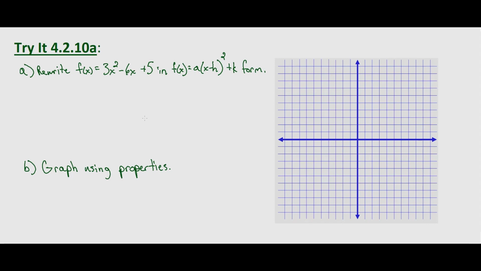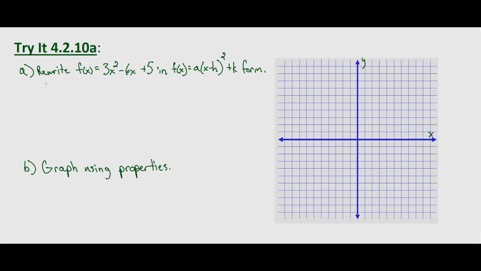Typically, that's going to be the y-intercept, x-intercepts, if there are any, and if there aren't any x-intercepts, then possibly graphing a couple extra points. So I'll go ahead and label our axes first. Now let's complete the square.